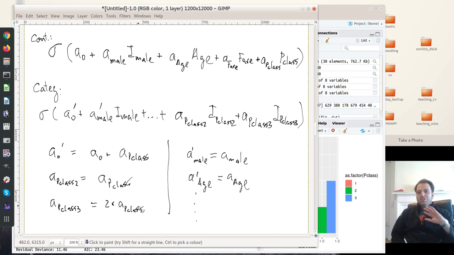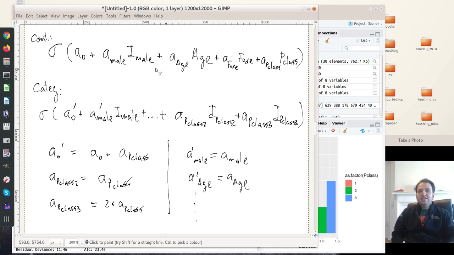Okay, so what they did here is they said, if the continuous version of the model makes really good predictions, then the categorical version can just do the same thing. Okay, now the categorical version is actually more flexible. So the categorical version can do stuff that the continuous version just cannot.